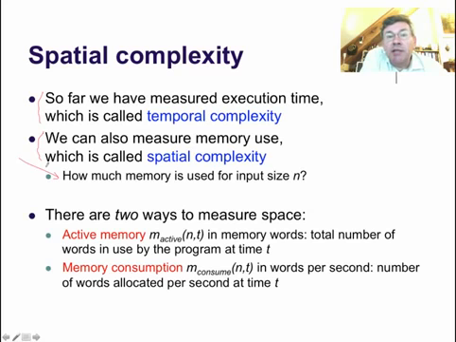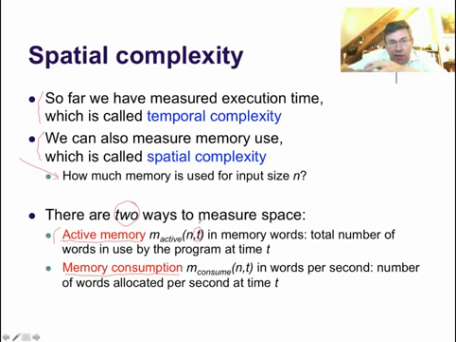Spatial complexity is a little bit more subtle than temporal complexity because there are two ways to measure how much space a program uses. There is active memory and there is memory consumption. So the active memory is how much memory all the data structures of the program need at a particular point in time. So this is usually given as a function of the time. So during the execution, it might need different amounts of memory at different times.